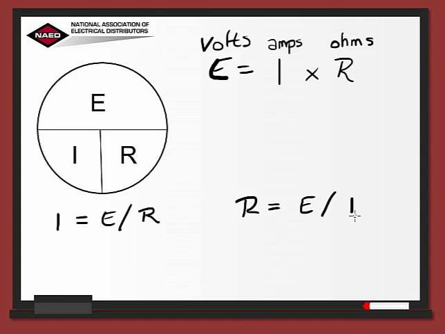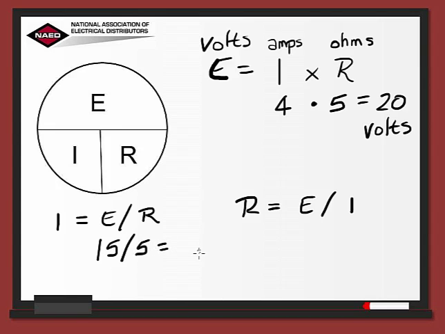You need to calculate the voltage of a circuit when you have the amperage of 4 amps and the resistance of 5 ohms. All you need to do is use our first calculation. So multiply 4 amps times 5 ohms to get the answer of 20 volts. Easy enough. If you know the voltage in a circuit is 15 volts and the resistance in the circuit is 5 ohms, we can determine the current in amps. So we divide 15 by 5 and our answer is 3 amps.